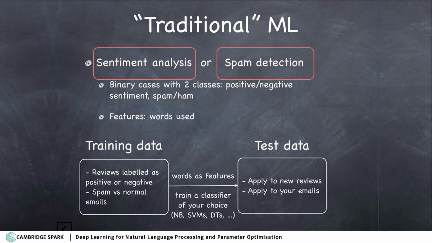So what we can use as features in this case are just the words that are used in, say, reviews or emails. We can train a simple binary classifier of your choice, say naive Bayes or SVMs or decision trees, which are going to rely on those features, and then we can apply them to new emails or new reviews and predict either the sentiment or the class, whether this email is spam or ham. So this is kind of as simple as that.